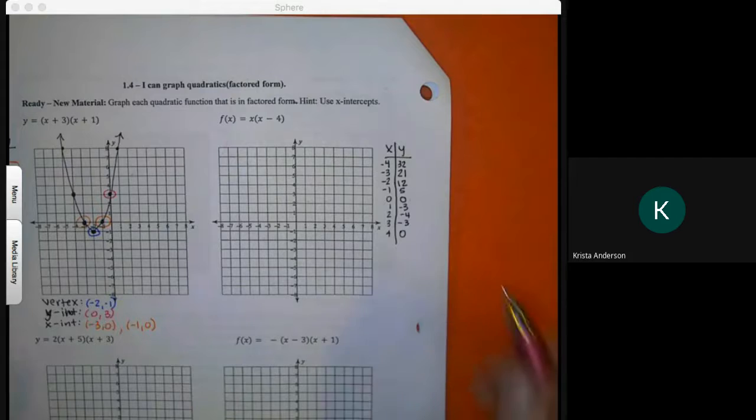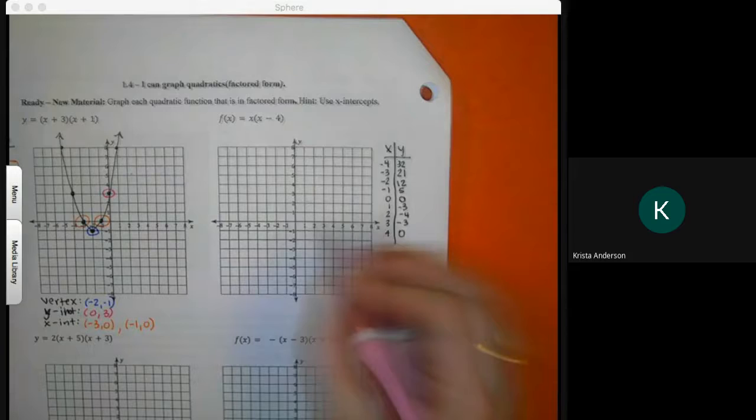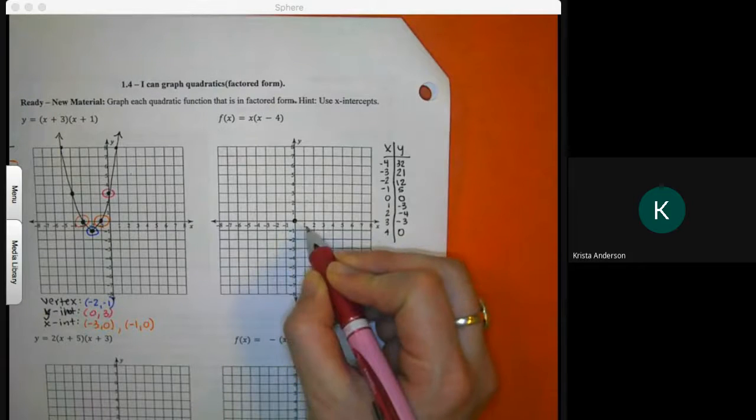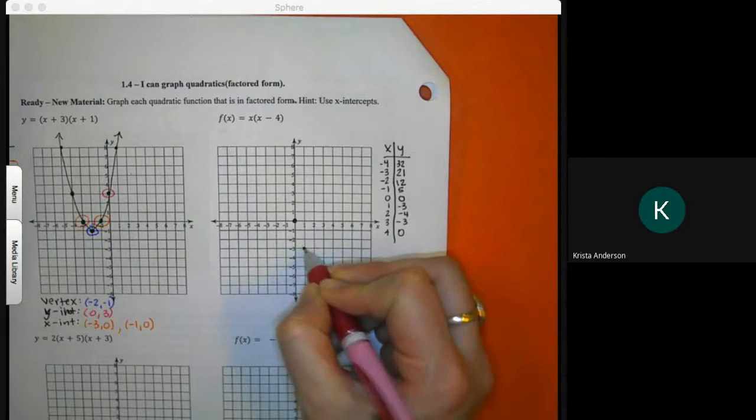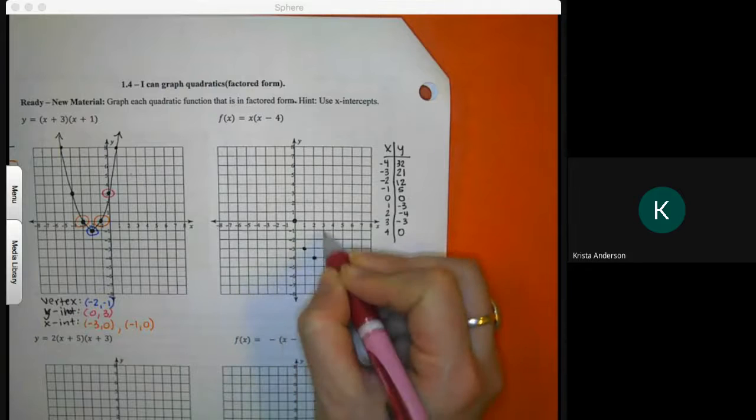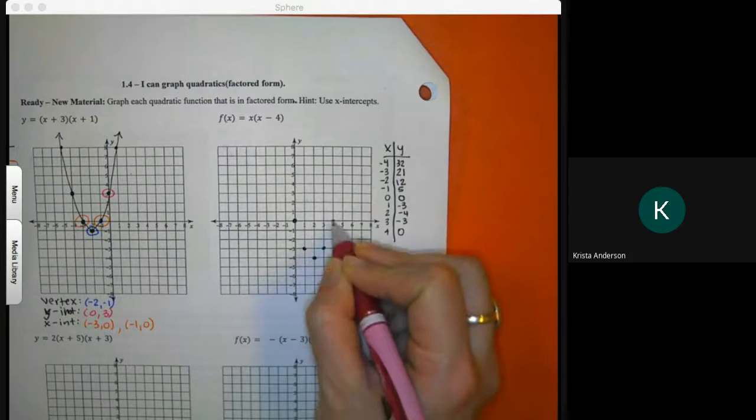I'm going to graph my points. Those won't all fit. I'm just going to go for my vertex. 0, 0, 1 down 3, 2 down 4, 3 down 3, 4, 0.